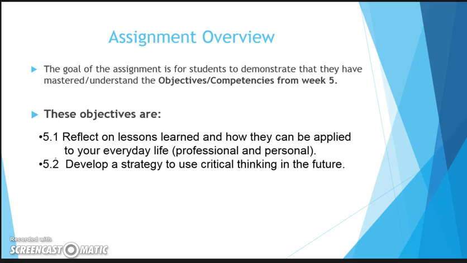In addition, students are to also develop strategies for using critical thinking in the future. So you want these strategies to be specific ways that you can apply the skills. It's one thing to say that I'm going to practice critical thinking, but what does that really look like in your day-to-day life? What things will you specifically be doing to practice those skills?